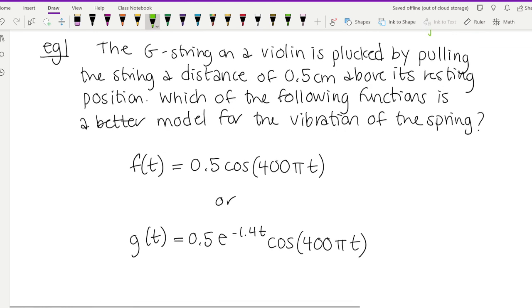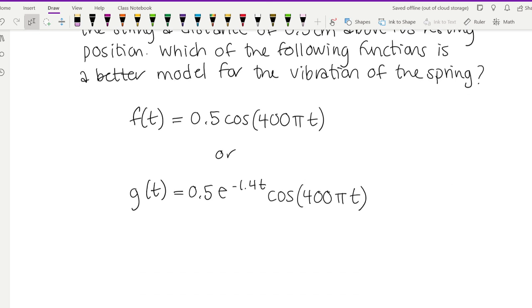Okay, so let's look at a quick example. It says the G string on a violin is plucked by pulling the string a distance of 5 centimeters above its resting position. Which of the following functions is a better model for the vibration of the spring? So the first one says f of t is equal to 0.5 times cosine of 400 pi t.